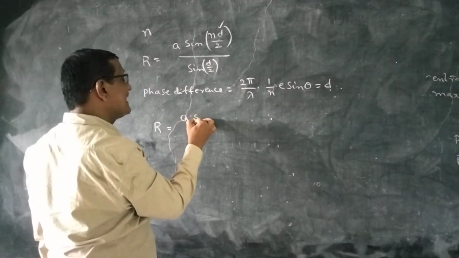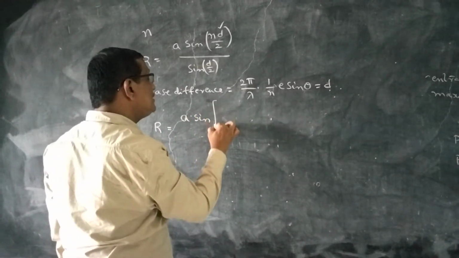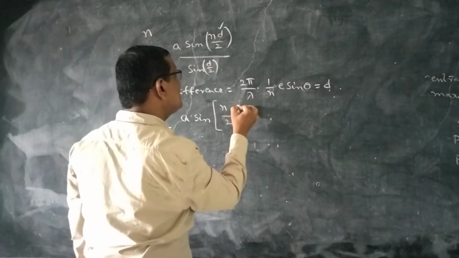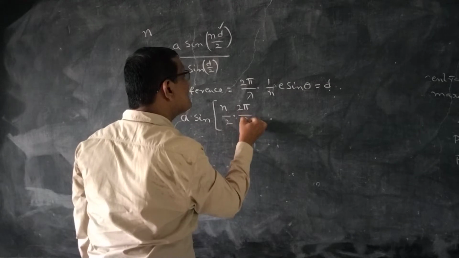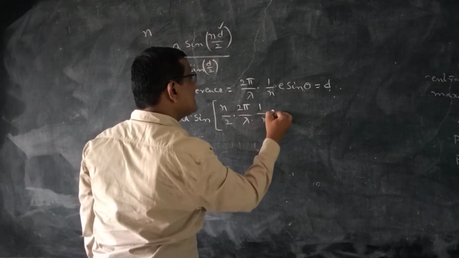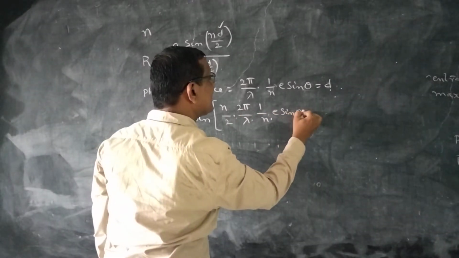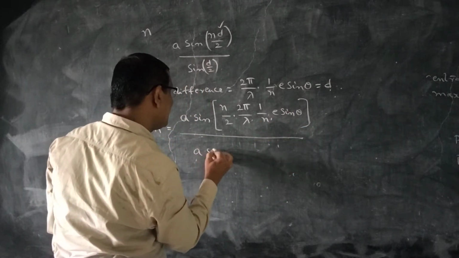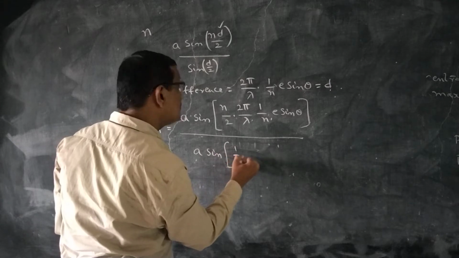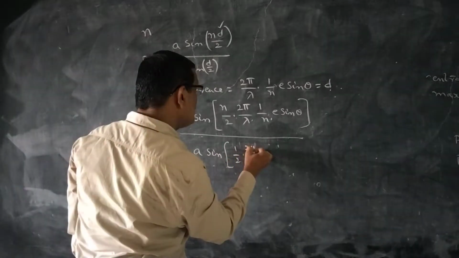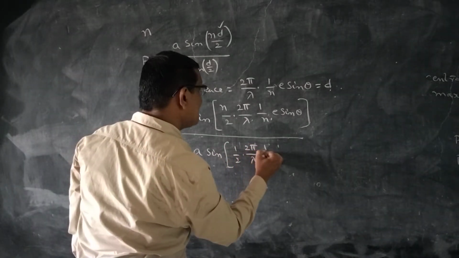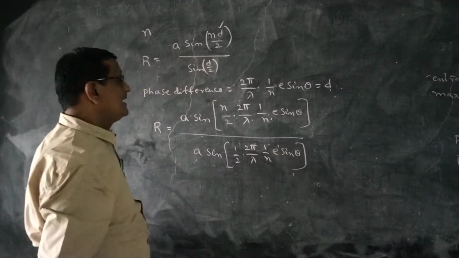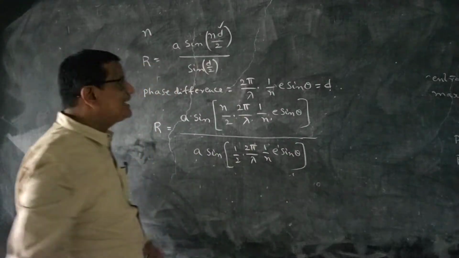Now R = A sin(nd/2), which is n/2 into the d value 2π/λ × 1/n × e sin θ, whole divided by sin(d/2), which is 1/2 into the d value 2π/λ × 1/n × e sin θ. Okay. How does this equation come here?